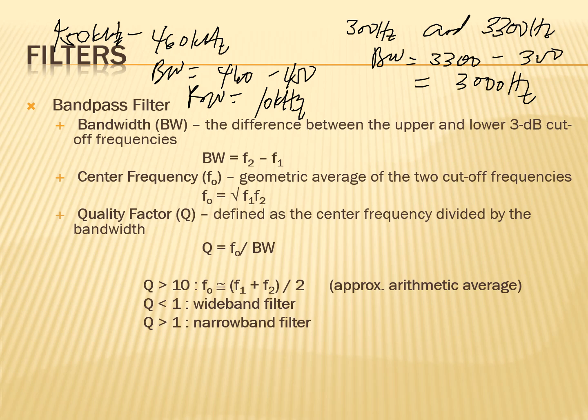So we also have another term here. We call this the center frequency. Center frequency is the geometric average of the two cutoff frequencies, and this is given by the symbol FO. So center frequency is the square root of your F1 and your F2.